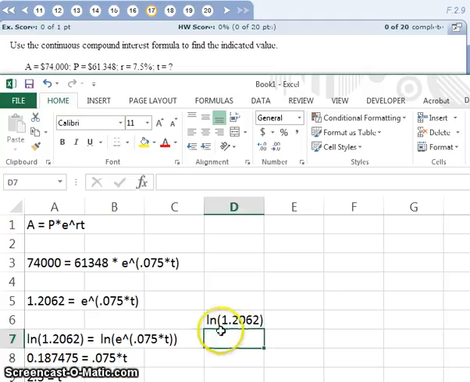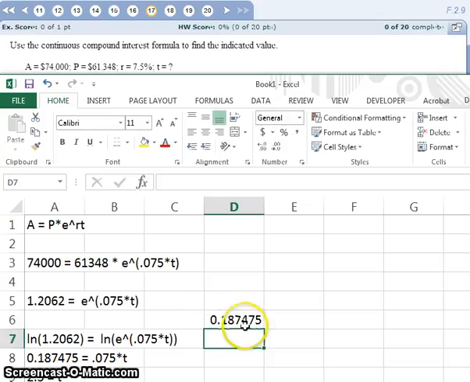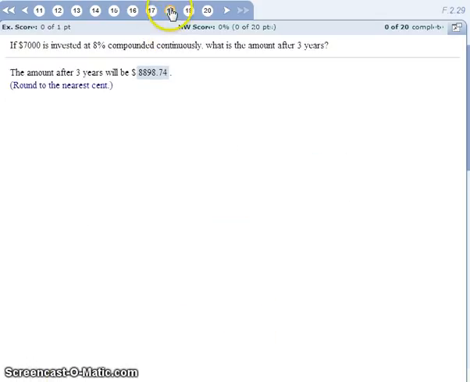And if you're using Excel to do the natural log of a number, you just type in ln, you put an equal sign in front of that. So the natural log of whatever your value is inside, and it'll return what the natural log is of that number.